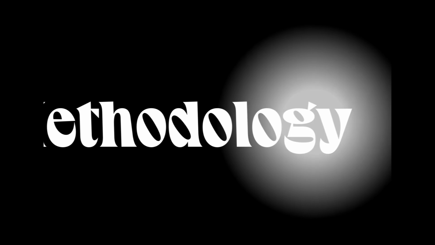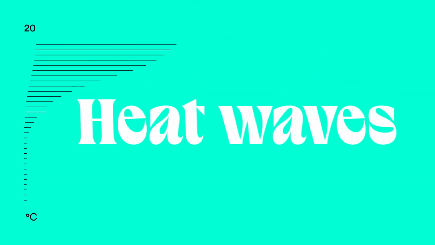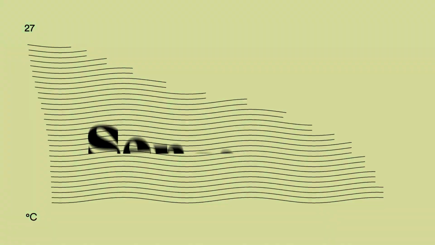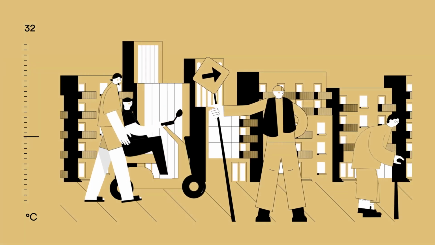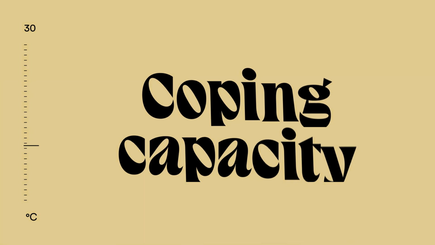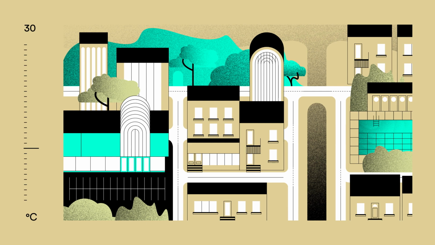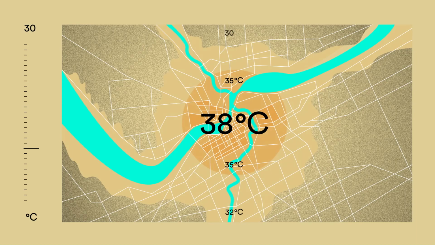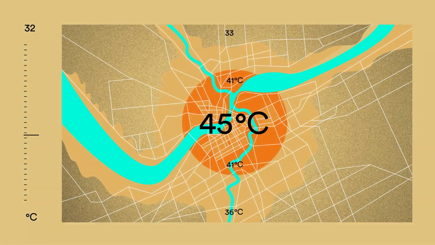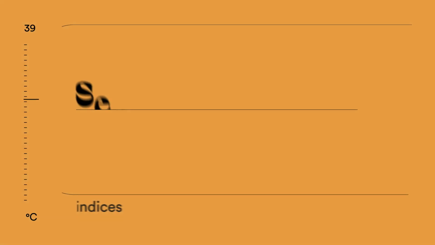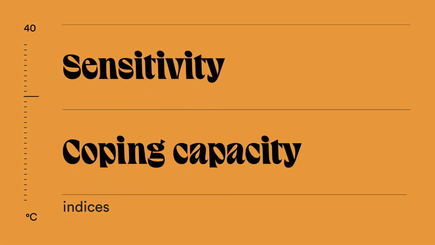As part of the project to map the exposure and vulnerability of populations to heat waves, several indices were calculated to measure sensitivity, coping capacity, and exposure. A vulnerability index was created by combining the results of the sensitivity and coping capacity indices.